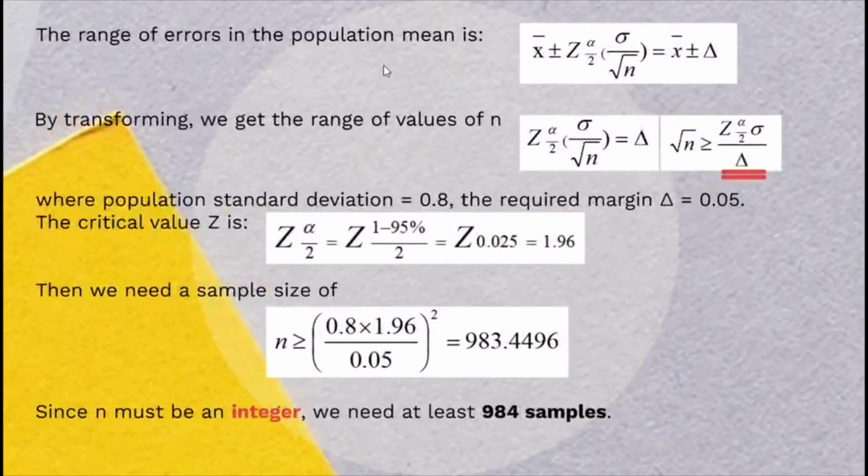First, we need to find the range of errors in the population mean. By transforming, we got the range of n. Square root of n is larger than or equal to the right formula. According to the conditions, population standard deviation equals 0.8. The required margin delta equals 0.05. The critical value z is equal to 1.96. We put this value in, then obtain that n is larger than or equal to 983.4496. It's important to know that n must be an integer, so we need at least 984 samples.